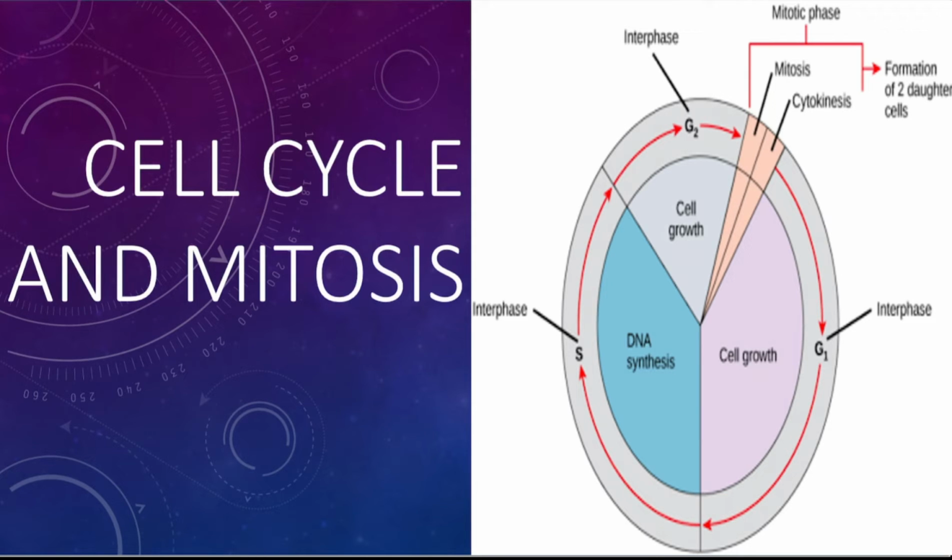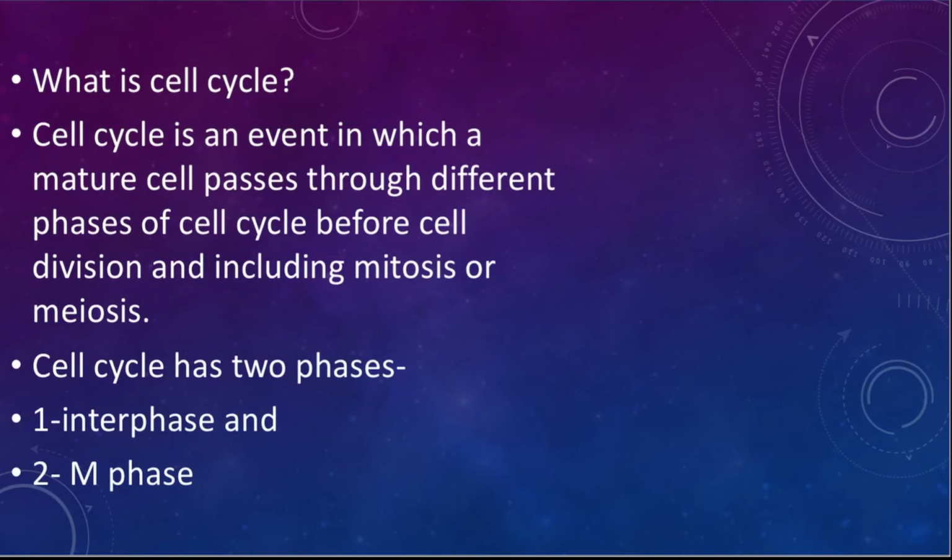Today I'm going to explain a very interesting topic of cell biology, that is cell cycle and mitosis. Whenever we hear the name mitosis, we understand that it means cell division. But only cell division is not the right word to say for cell cycle. Cell cycle also comprises the events and phases before cell division. It means how one cell prepares itself for mitosis or meiosis is also included in cell cycle.